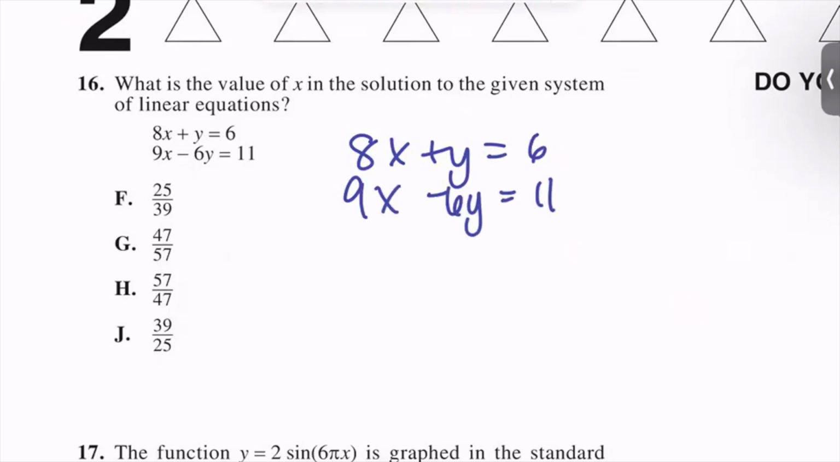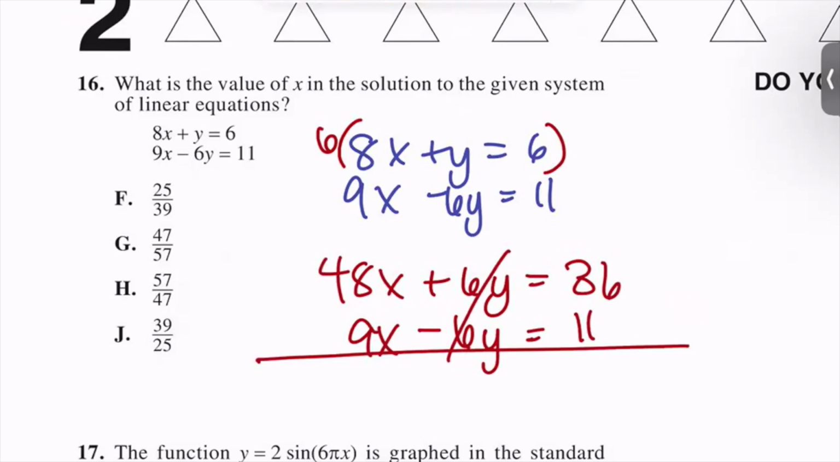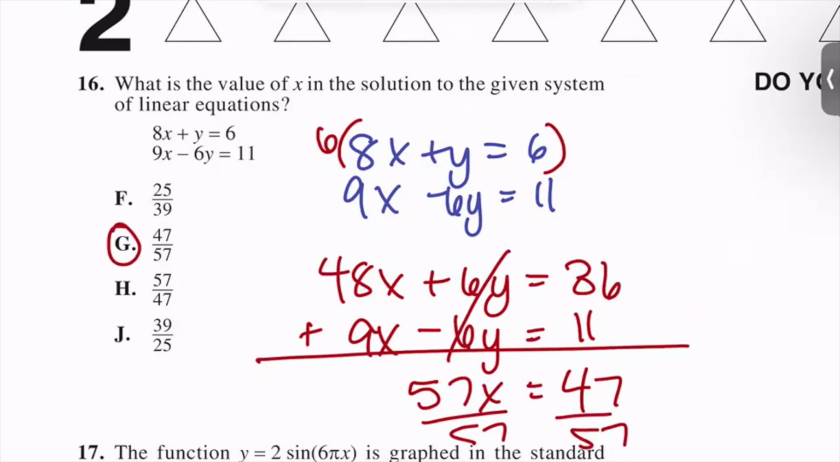So my thought is elimination, getting rid of one of the variables. So let's multiply this top one by 6. So that means we have 48x plus 6y equals 36. Rewrite my bottom. Okay, those cancel. So 36 plus 11 is 47. 48 plus 9 is 57. And to solve for x, it's g.